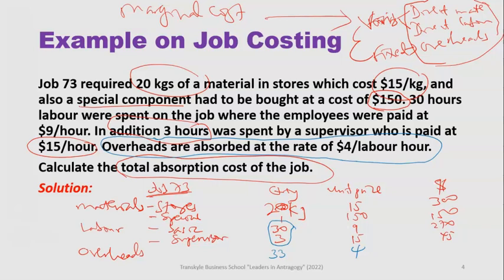Then we get 132. We then have to add up these figures, and we get our 897. Alright, so that's the total cost, the total absorption cost of the job.